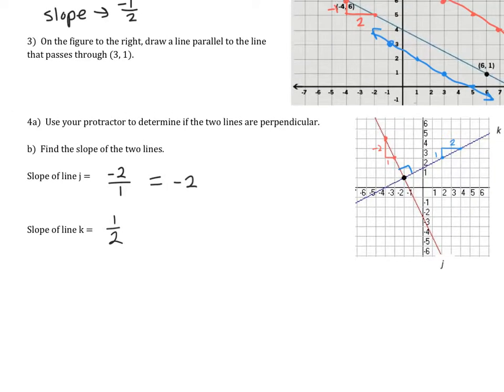So if you compare these 2 slopes, what you might notice is that the slopes of perpendicular lines are reciprocals. So see that 2 over 1 becomes 1 over 2 that are also opposite. So notice that 1 is negative and 1 is positive.